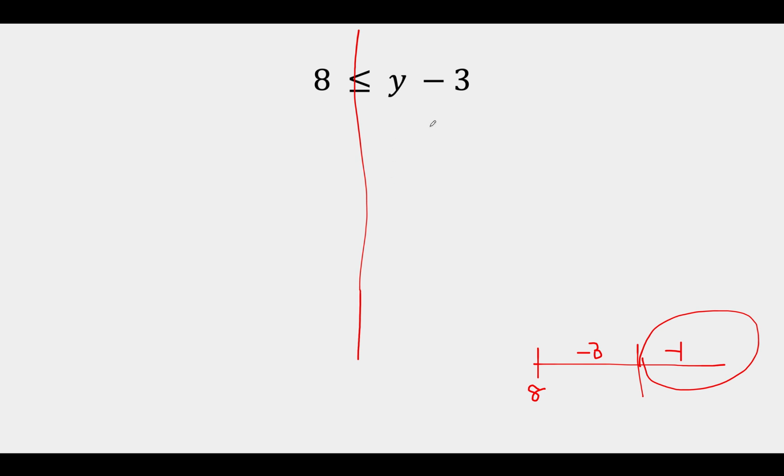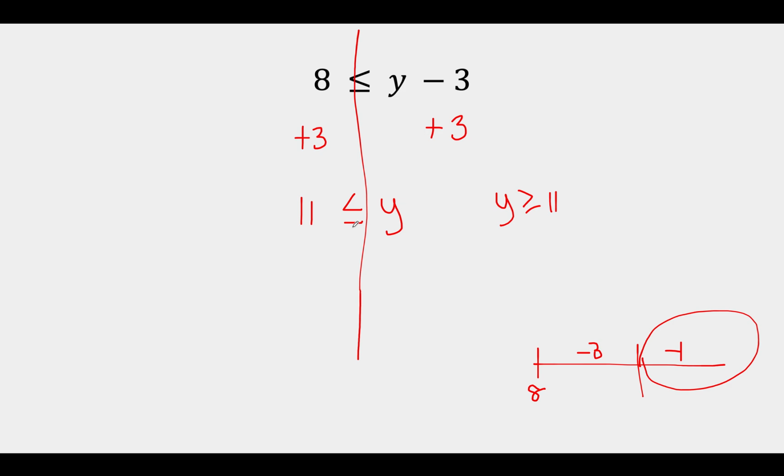When we solve it, remember we're going to do the inverse. Inverse of subtraction is addition. So we will add 3 to get rid of it on this side and get y all by itself. So if we add 3 to one side, we have to add 3 to the other. And that gives us 11 is less than or equal to y. You could also write it as y is greater than or equal to 11. Sometimes it's easier to think about it that way.